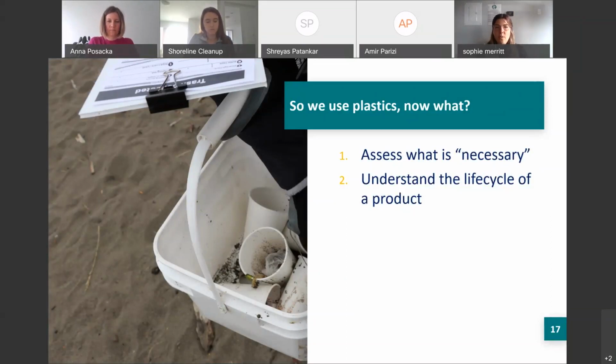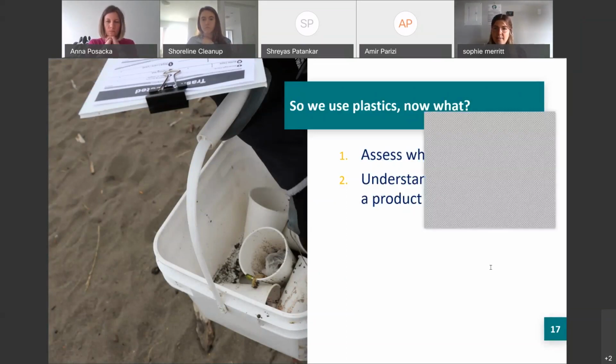So our first step is looking at what is necessary, and then our second step is actually understanding the life cycle of a product when we look at purchasing, and sort of where are the injection points for us that make sense. So next slide.